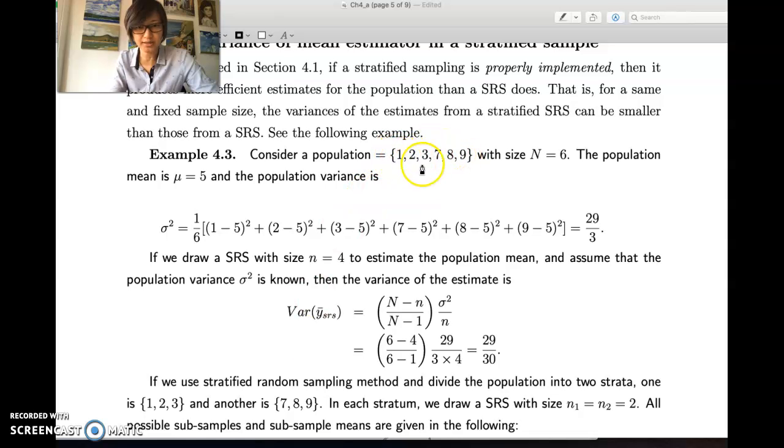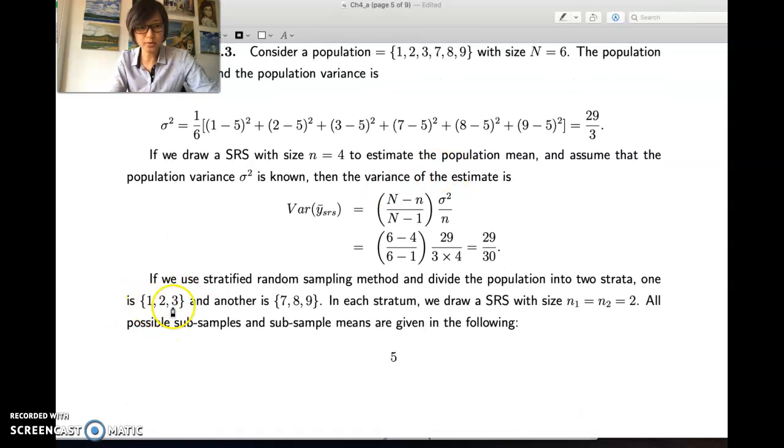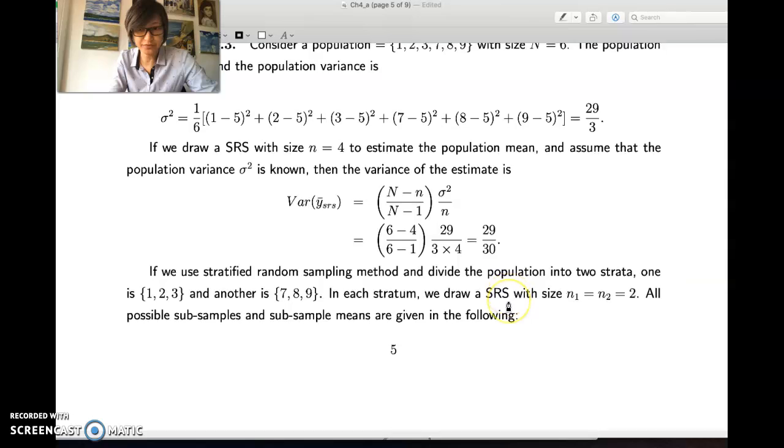If we stratify the random sampling into 2 strata, so let's say I know this is the population, and I know 1, 2, 3 are closer to each other, and 7, 8, 9 are closer to each other. So I can stratify them into 2 strata, with stratum 1 being 1, 2, 3 and stratum 2 being 7, 8, 9. Now within each stratum, we perform a simple random sampling. n1 and n2 both equal 2, so as to make up the total sample size of 4. So I'd like to compare the simple random sampling variance with my stratification.